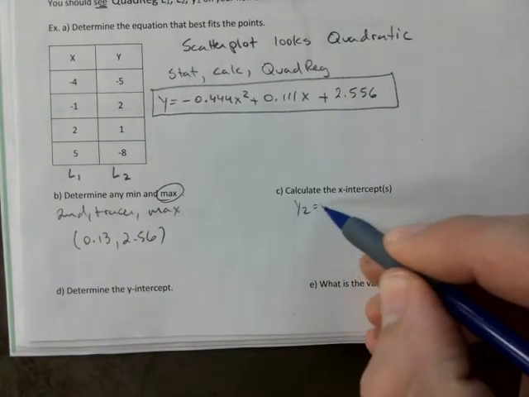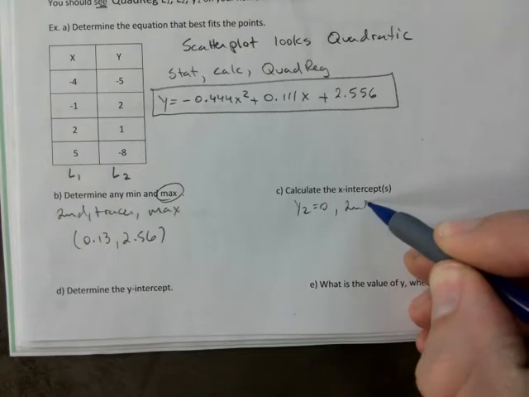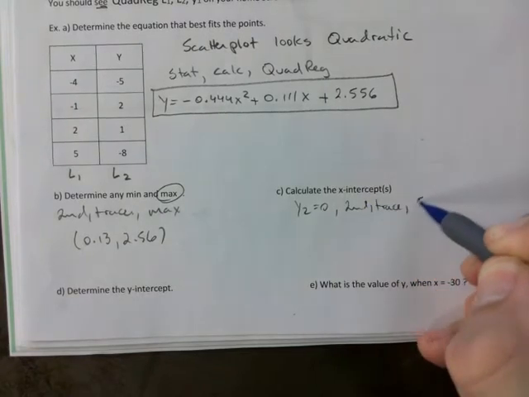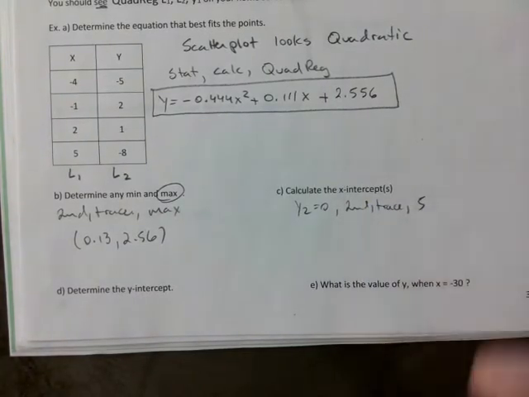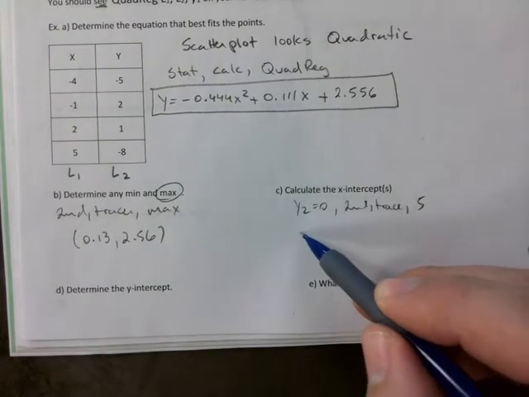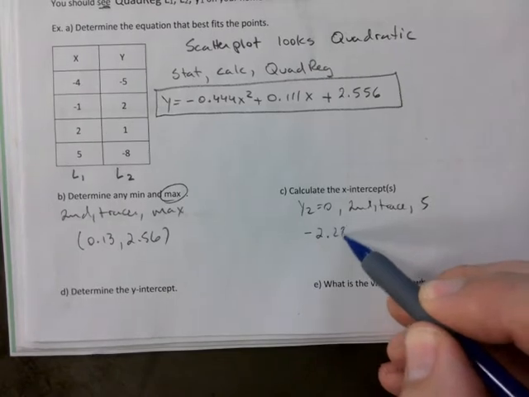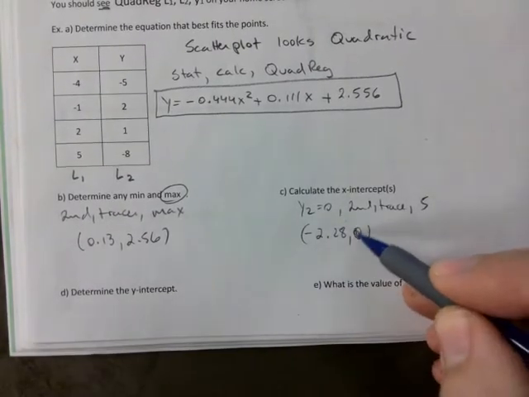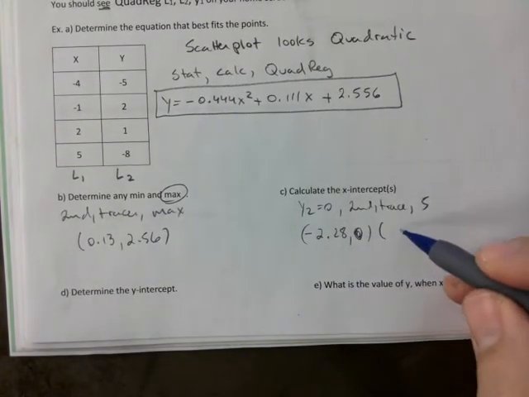X-intercepts, we let y2 equal to 0. Second trace 5, just like before. I actually want to get to word problems tomorrow. That's why I'm kind of just going over this real quick. There are 2 x-intercepts. This is one of them. And the other one is 2.530.